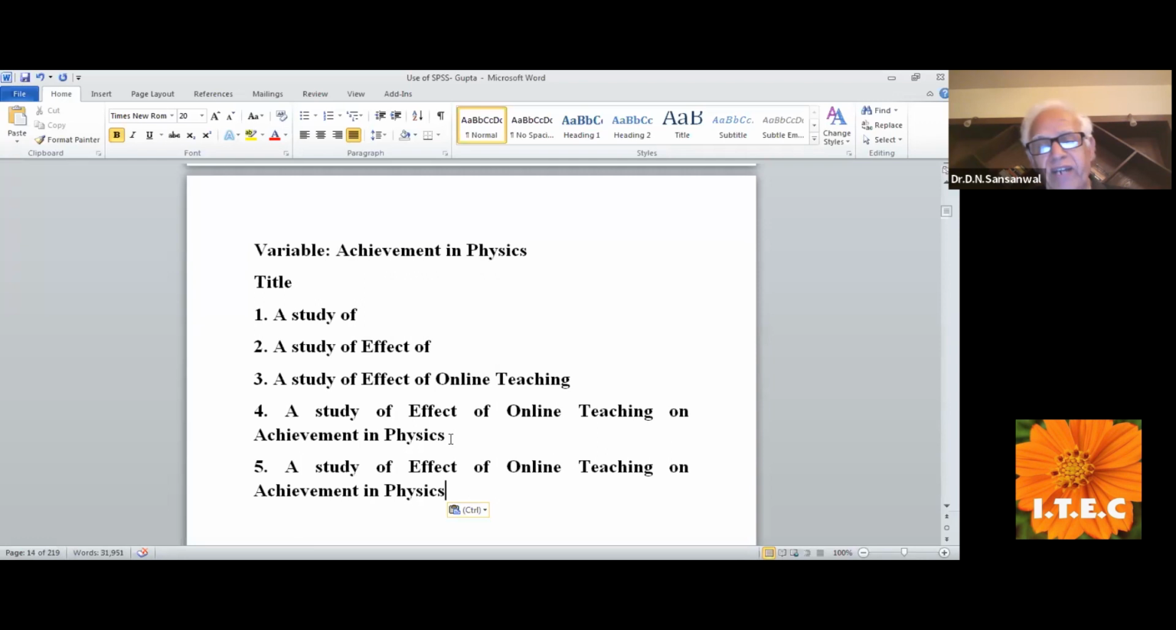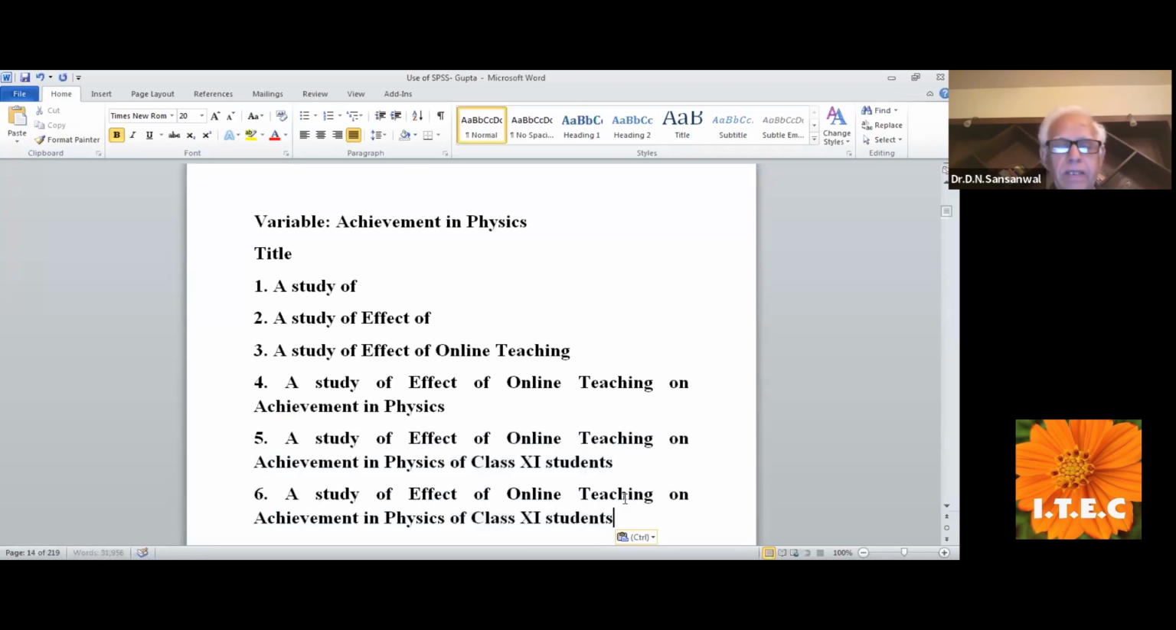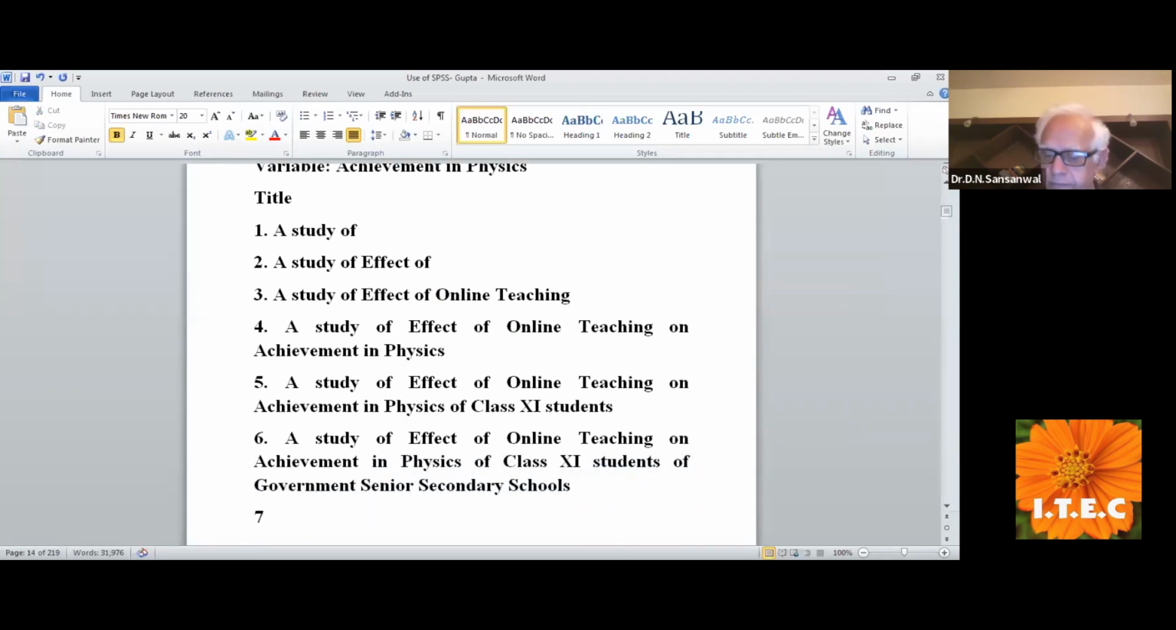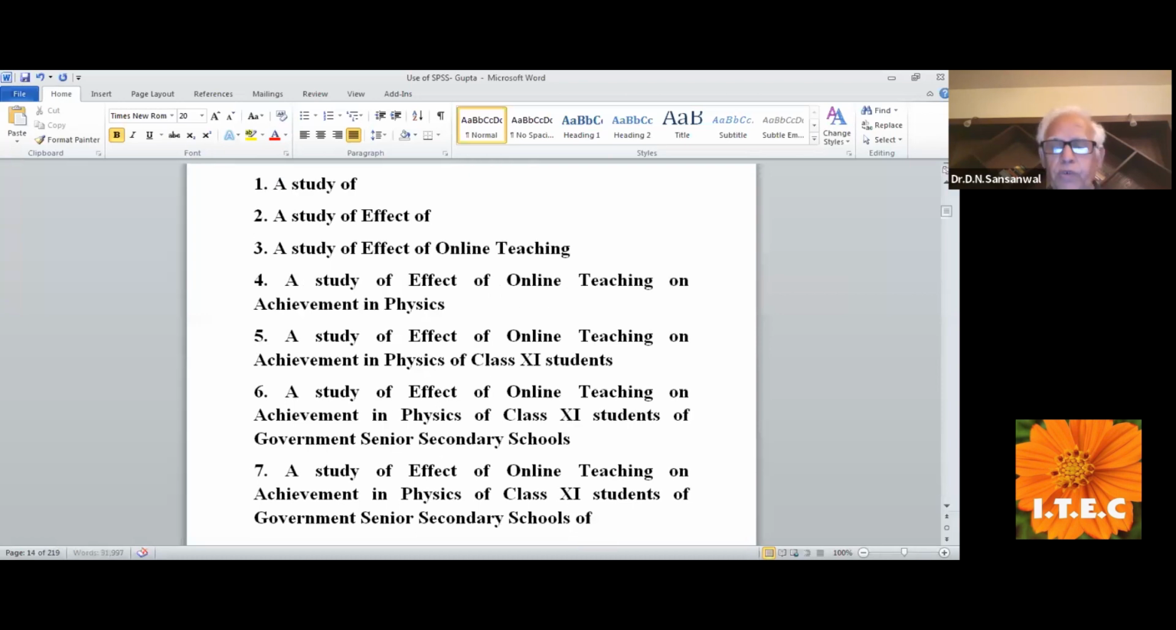A study of the effect of online teaching on achievement in physics of class 11th students. Class 11th students of government senior secondary schools. Senior secondary schools of India.